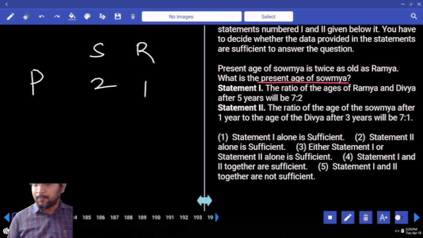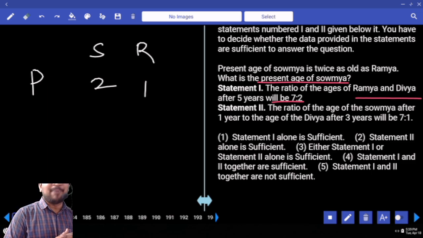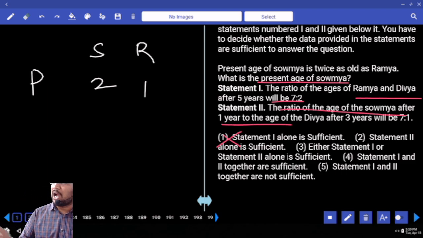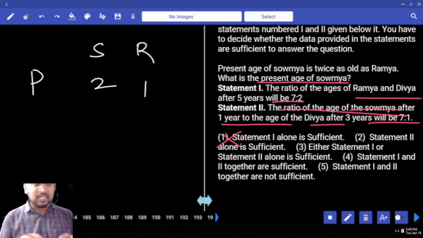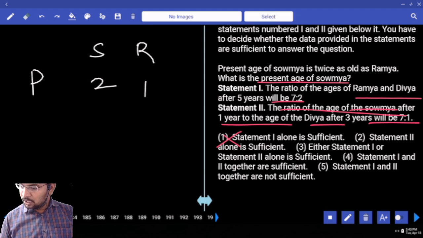See the first statement. The ratio of ages of Ramya and Divya after 5 years will be 7:2. Here Ramya and Divya, but they gave Soumya and Ramya. Is it possible? No. Only statement 1 is not sufficient to say the answer. Now I have to check only statement 2. The ratio of Soumya after 1 year to the age of Divya after 3 years will be 7:1. Here they gave Soumya to Divya, but here we need Soumya to Ramya. Is it possible? No. Only 2 is not possible.